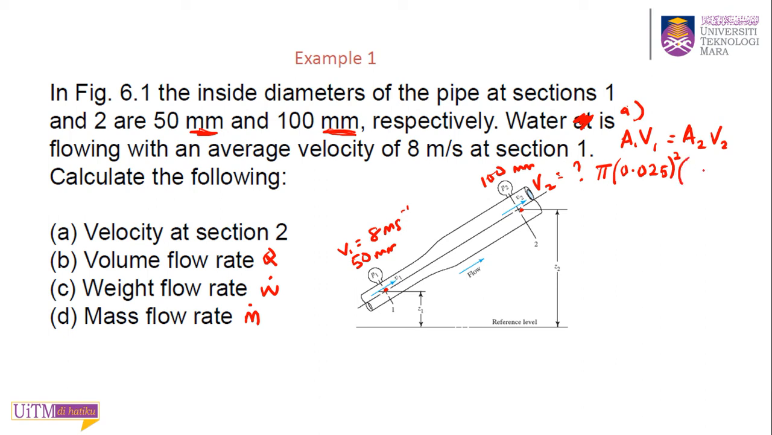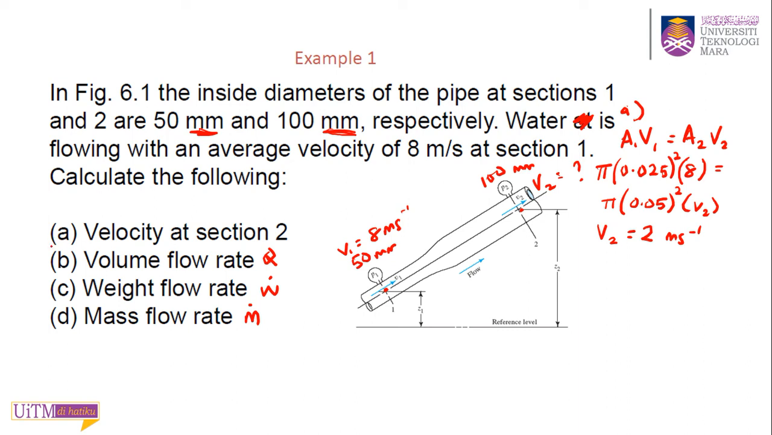times V1 is equal to, they give you V1 is 8. So this is equal to A2, pi r squared, 100 50, so 0.05. Okay, 0.05 squared times V2, the one that you want to find. So what is the value of V2? 2. Okay, so 2 meters per second.